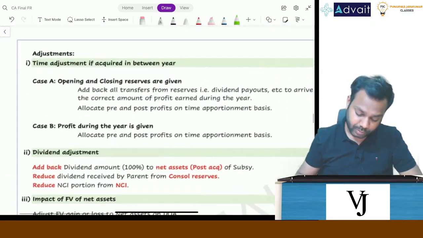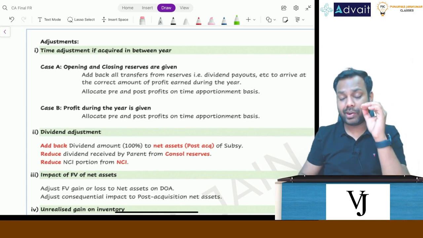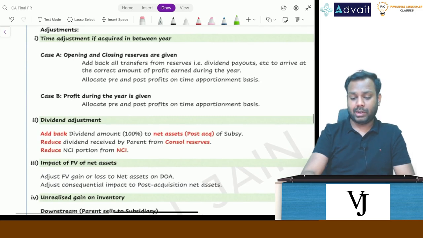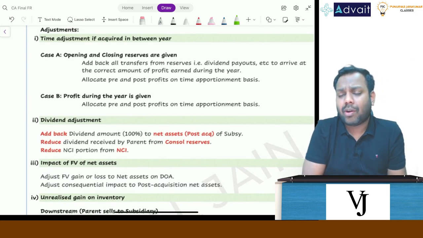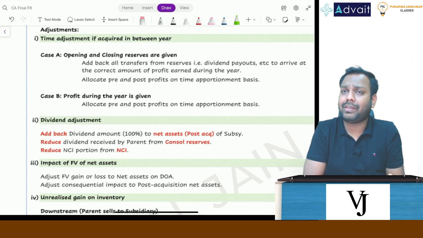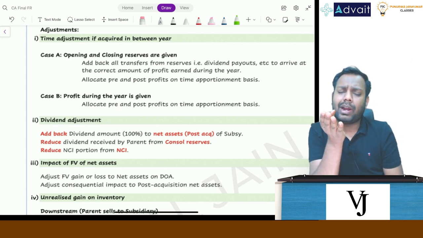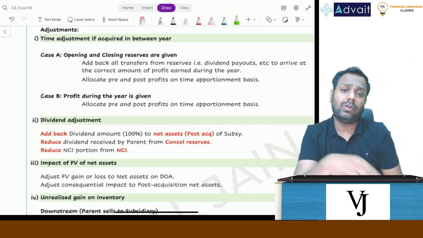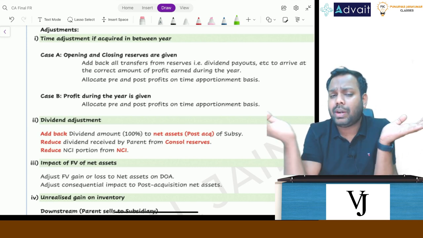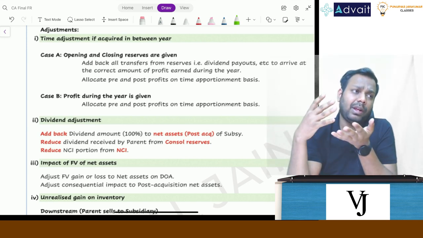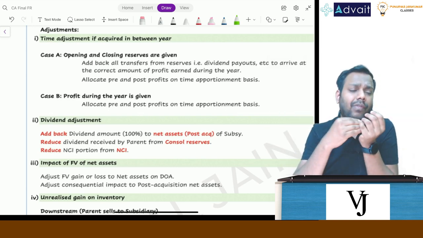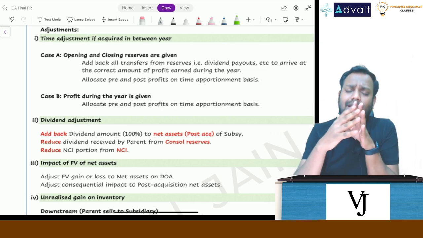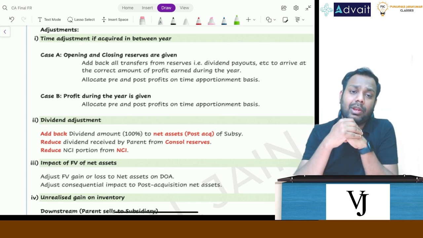Now, adjustments. In the statement of net assets, these adjustments are very important, guys. Okay, now, time adjustment. Guys, understand, practically it will never be the case that a subsidiary is ideally acquired at the start of the year or towards the end of the year. No, it can be acquired on any given day during the year, right? Might be odd dates, like 15th of August, might be 13th of September, might be 20th of November. It can be on any particular date.